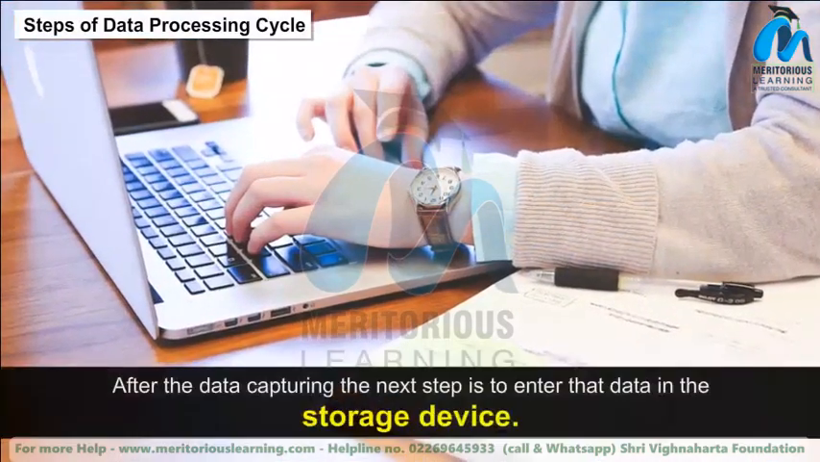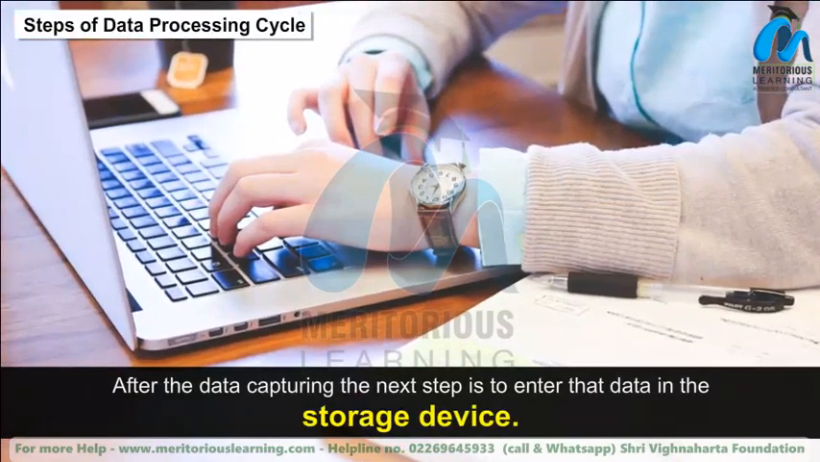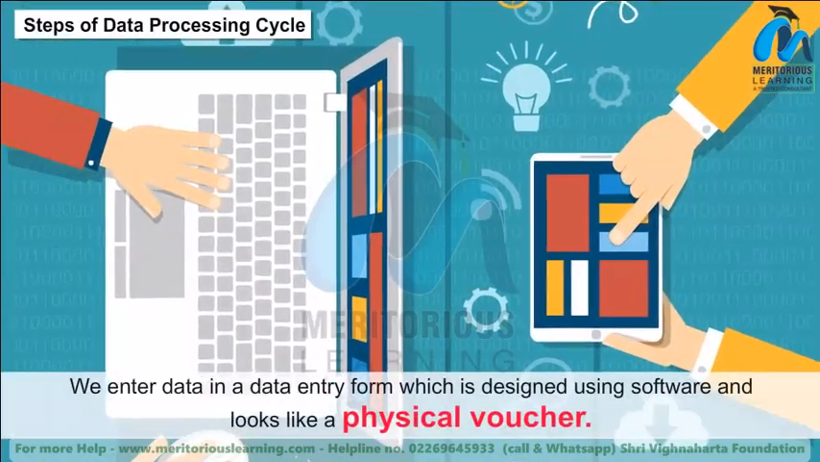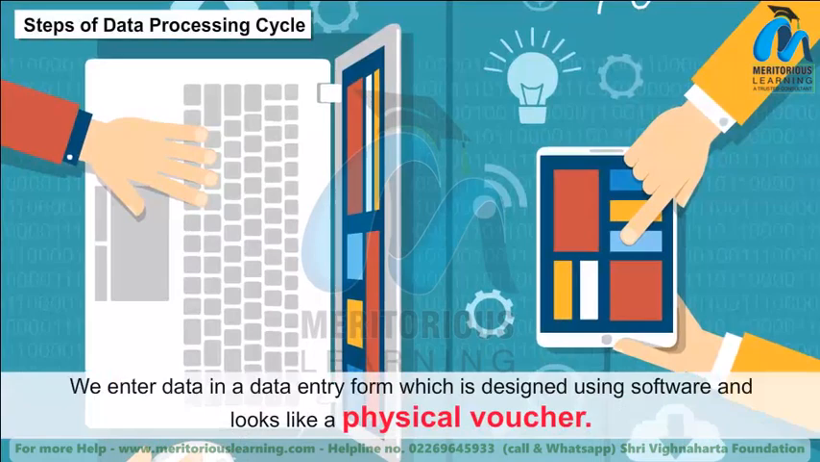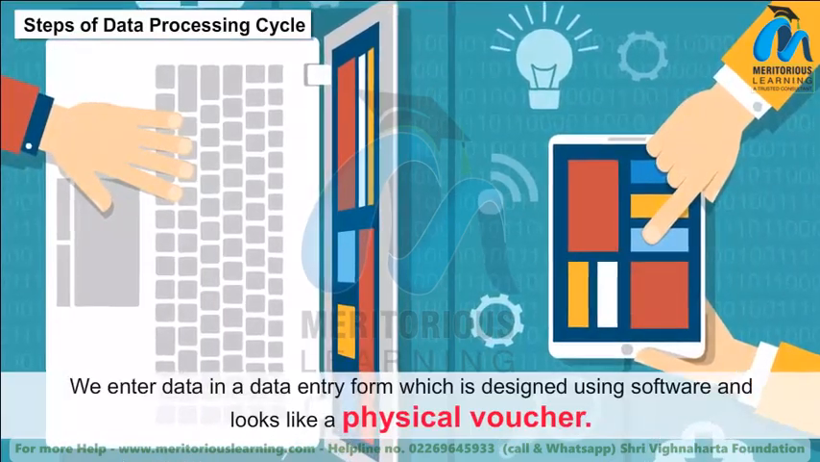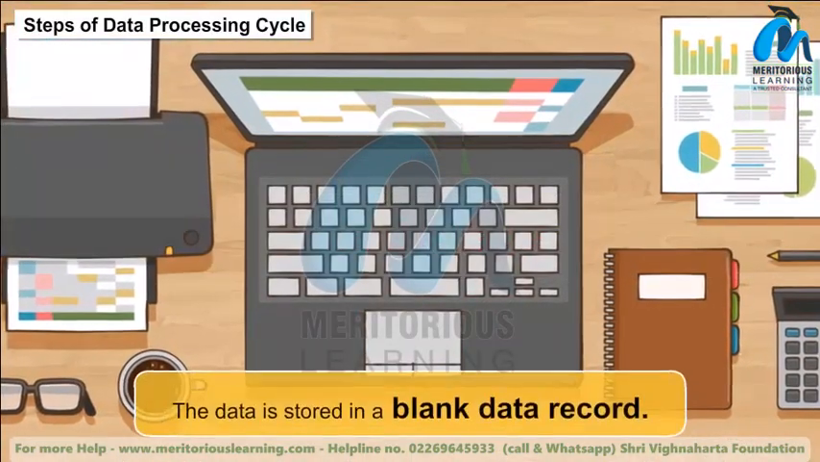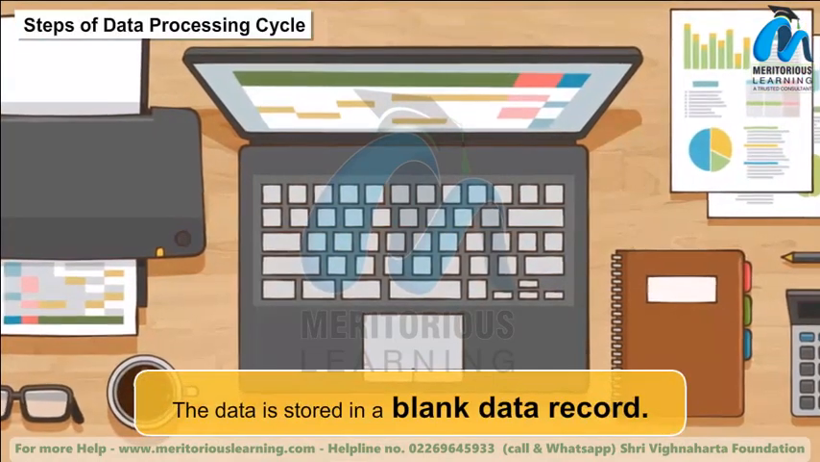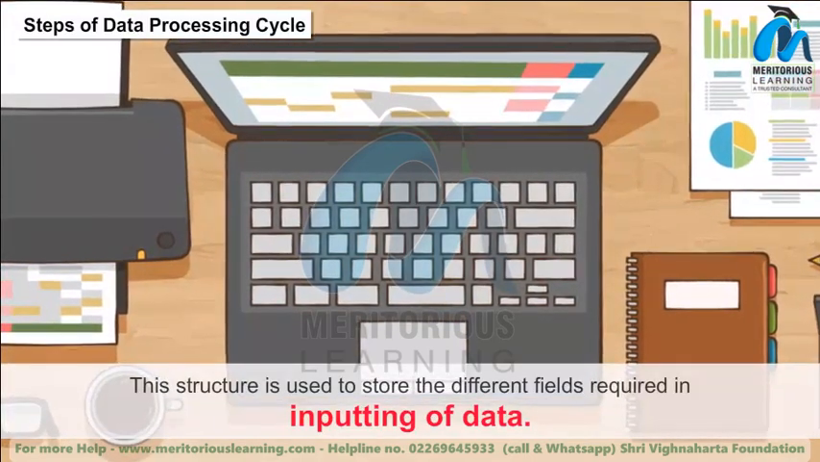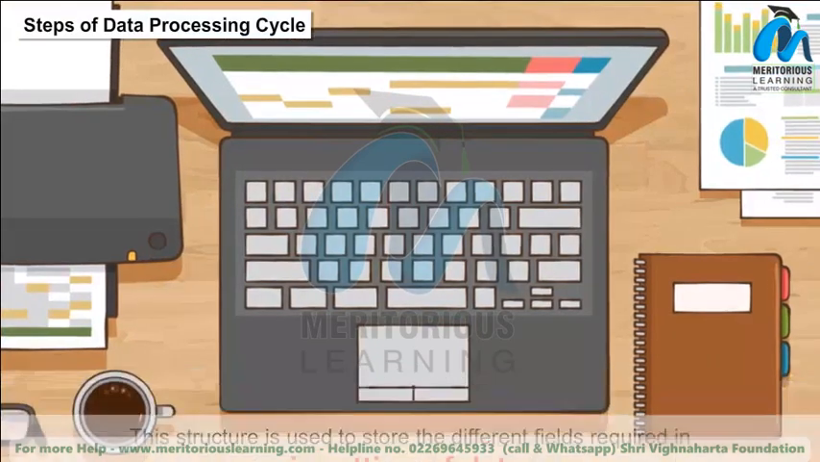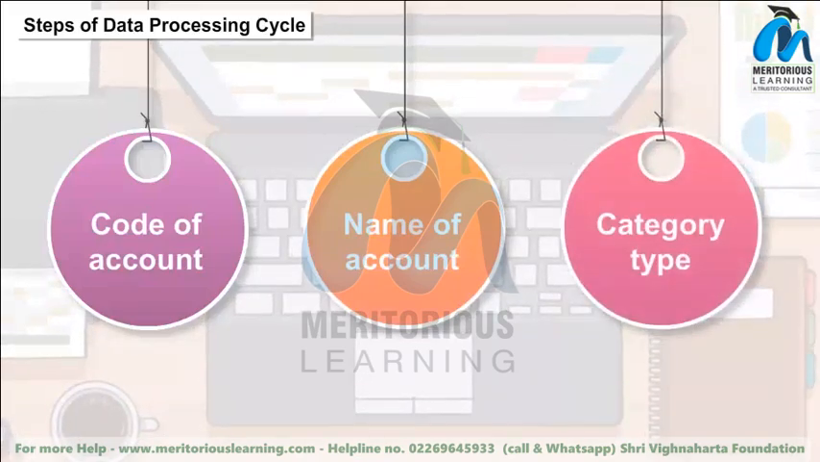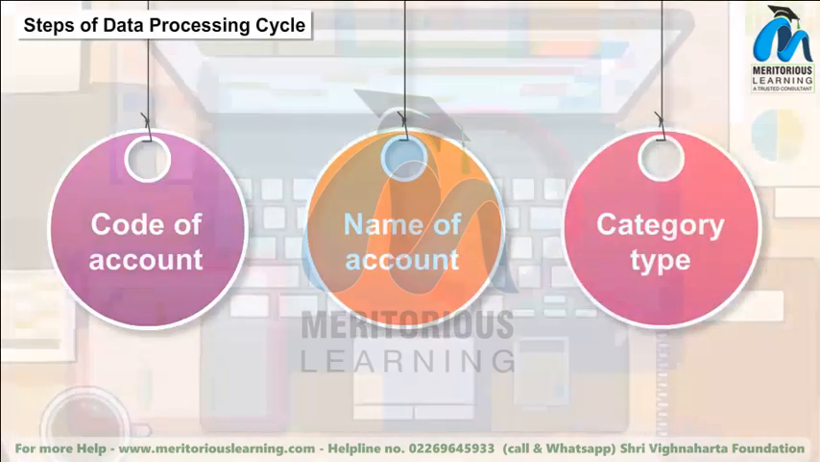Inputting. After the data capturing, the next step is to enter that data in the storage device. We enter data in a data entry form, which is designed using software and looks like a physical voucher. Data storage. The data is stored in a blank data record. This structure is used to store the different fields required in inputting of data, like code of account, name of account, and the category type to which it belongs.